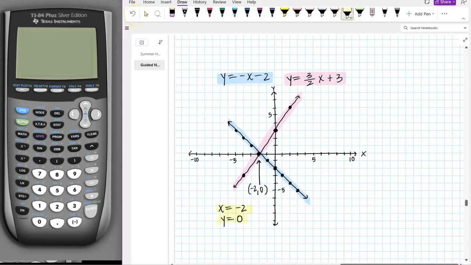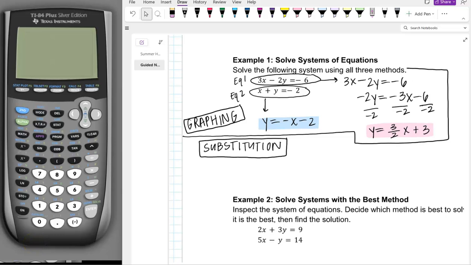Now let's go back and solve it algebraically with substitution and elimination. For the substitution method, it's best to look for a variable that has a coefficient of 1. You'll notice in the second equation, both x and y have a coefficient of 1. So let's write down the second equation and solve for either variable. It doesn't matter which one because they both have a coefficient of 1.